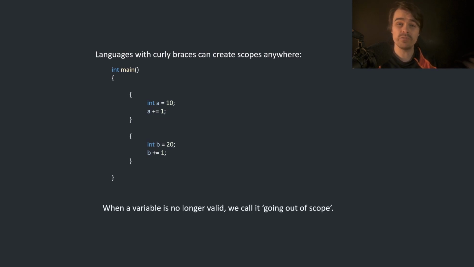When a variable is no longer valid, we call it going out of scope. So say for example we do something like this, we do A plus 1, but A doesn't exist anymore because it's only in the first scope. If we've exited the scope, it doesn't exist anymore. I'll show you how this works in memory.